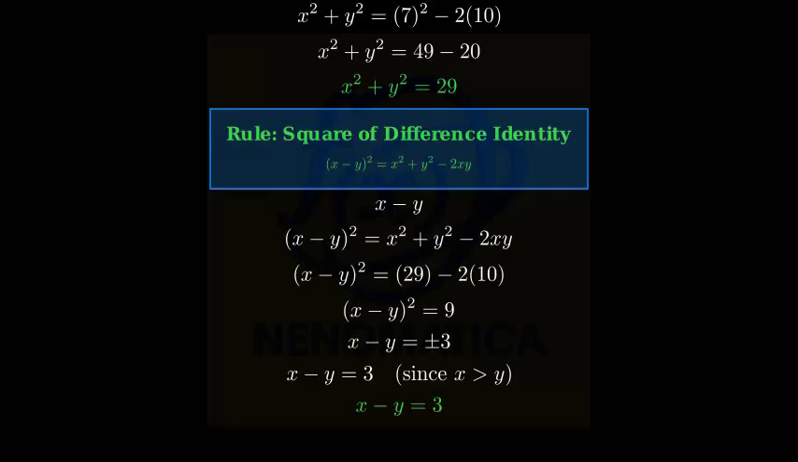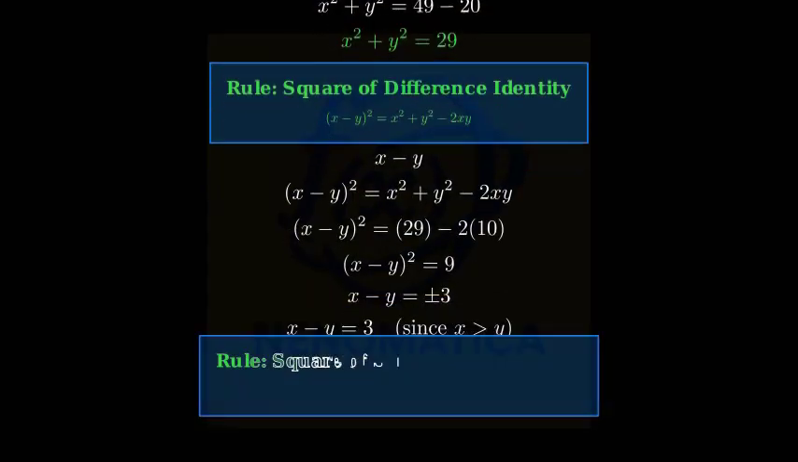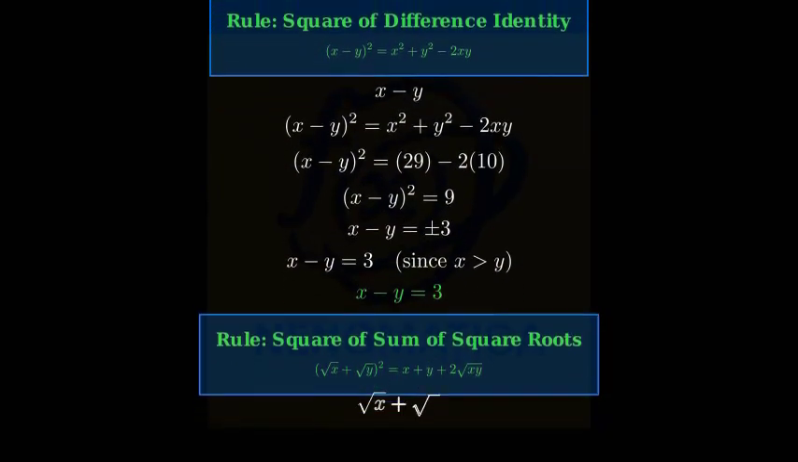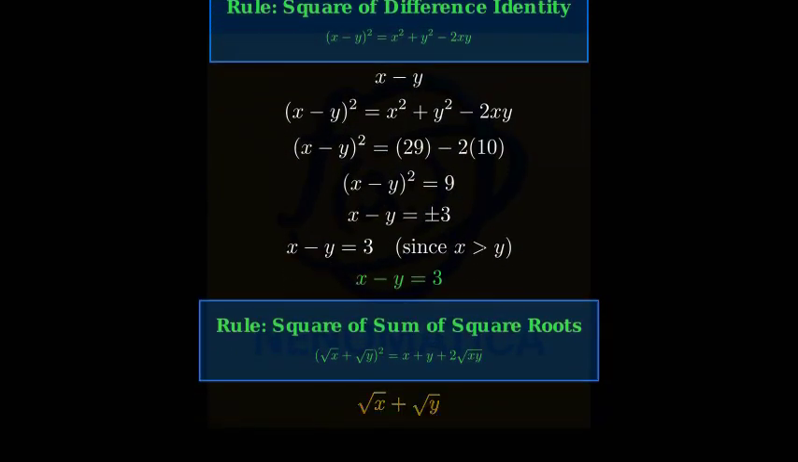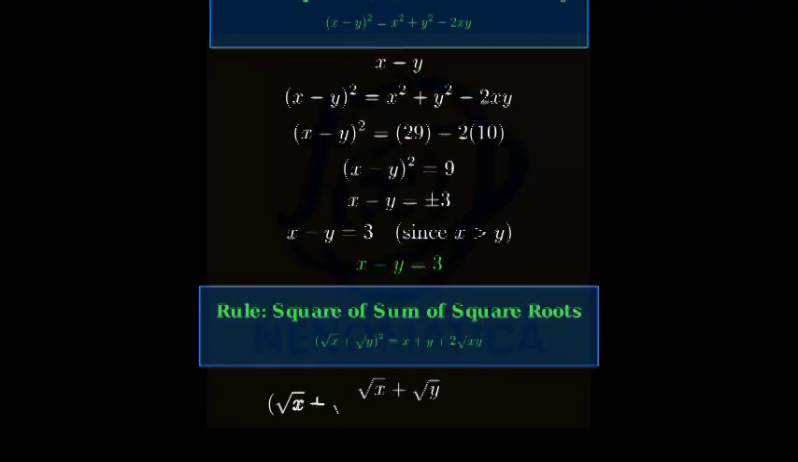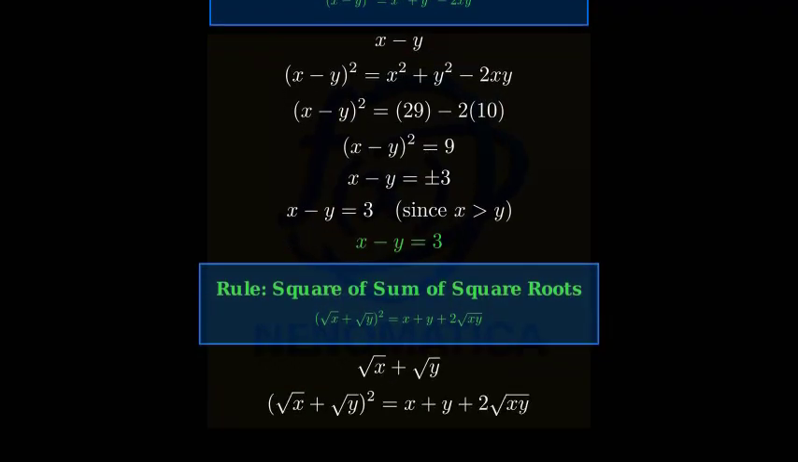Now, let's find the value of the square root of x plus the square root of y. We can use the identity that says the square of the sum of square roots equals the sum of the numbers plus twice the square root of their product. Let's start by squaring both sides. The square of the sum of square root of x and square root of y equals x plus y plus 2 times the square root of x times y.